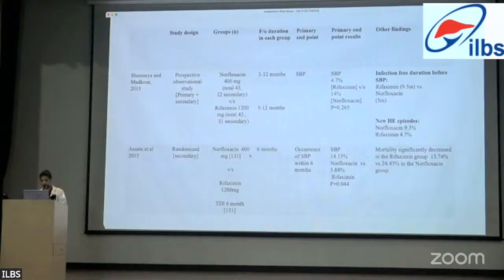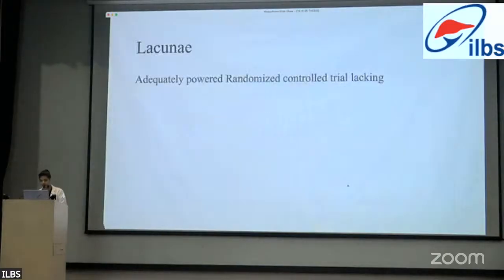Study where they followed up the patients for 6 months. 14% had SBP in the Norflox arm compared to around 4% in the rifaximin arm. Now, coming to the study, an adequately powered randomized control trial is lacking.